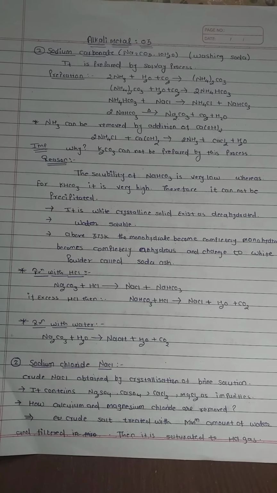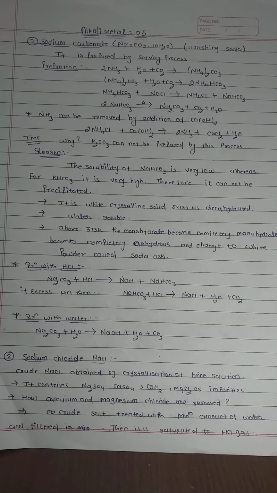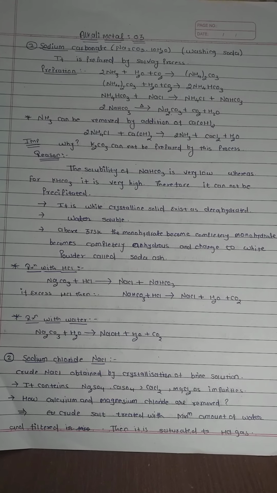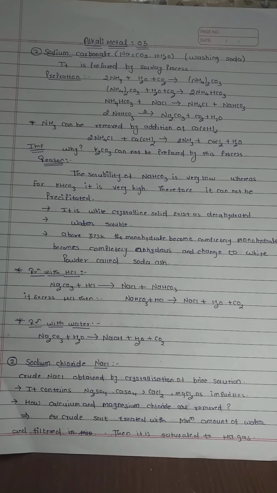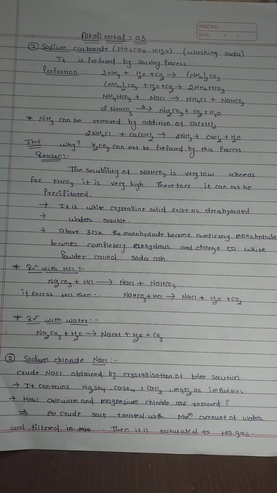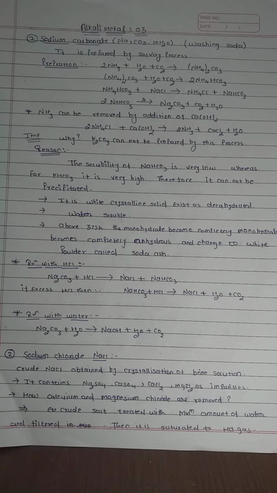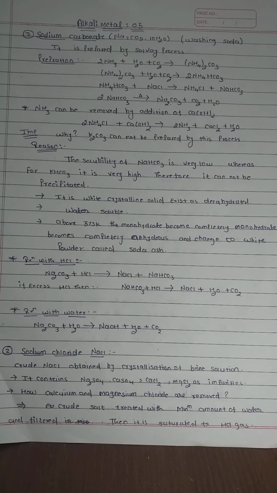of potassium carbonate, and the reason is that the solubility of sodium hydrogen carbonate is very low, whereas for potassium hydrogen carbonate the solubility is very high, therefore it cannot be precipitated. This is the reason that potassium hydrogen carbonate cannot be prepared by this method.